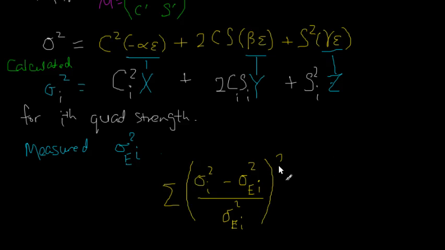Okay, to give a positive value for each difference, and then we sum it. We sum over all the quad strengths. Okay. And I shall call this the target function.